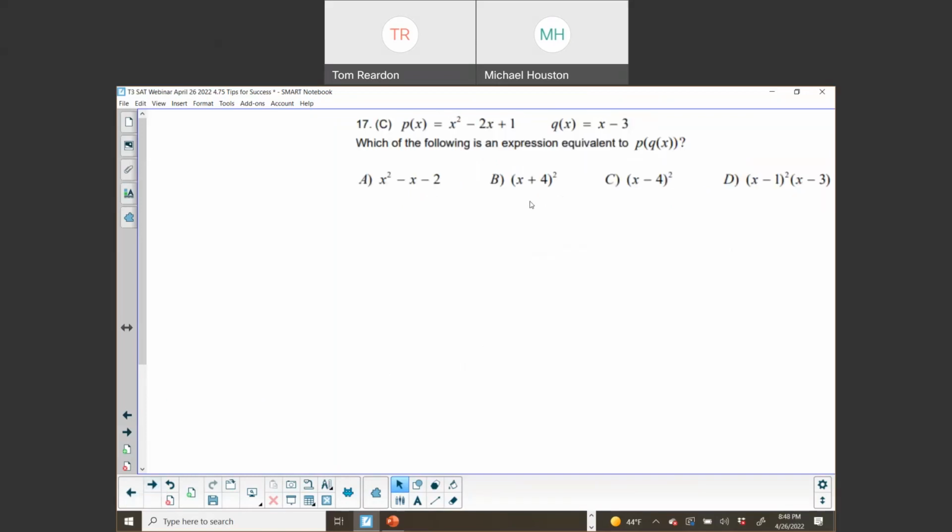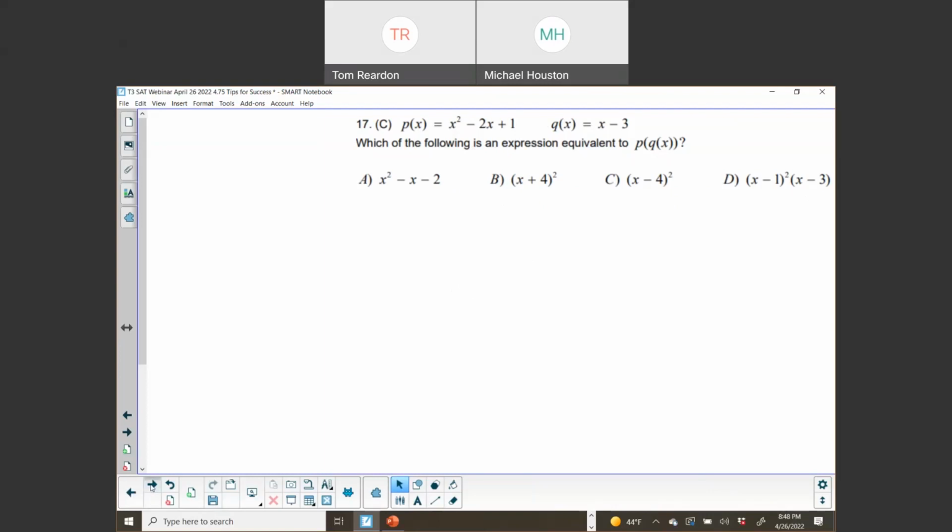This was one I thought was kind of interesting. Which of the following expressions is equivalent to P of Q of X? So here's P and here's Q. So this one is asking you to do composition, but not in terms of a number, but in terms of a variable. Okay. So I think we could all do that algebraically. You'll notice that the answer in some cases is in factored form. Sometimes it isn't. Okay. So that would be another step for some students.